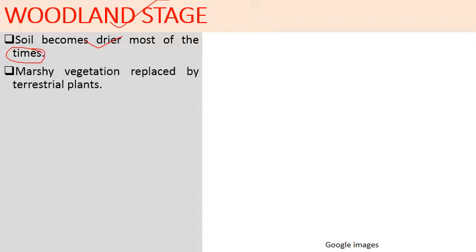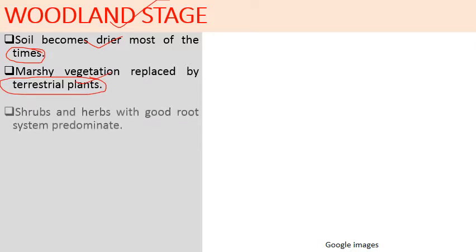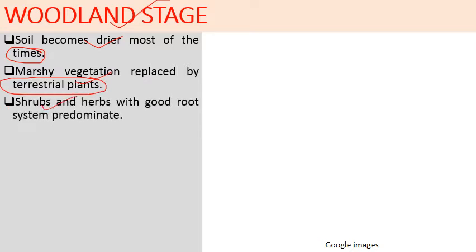Most of the time, jo abhi tak humne stages padhi, usme sabse zyada dry ho jata hai soil stage tak. And marshy vegetation is replaced by the terrestrial plants. The terrestrial plants hain, wo marshy vegetation ko replace kar denge. Shrubs and herbs with good root system start appearing in this area. Ab is area mein jo shrubs hain aur herbs hain, jinki root system well developed hota hai, wo yahan pe start grow karna karte hain.